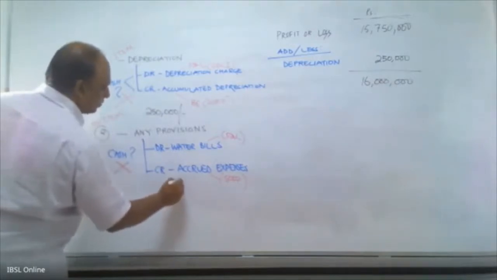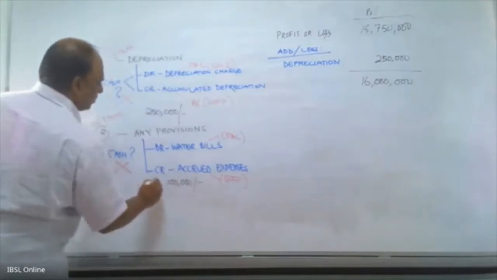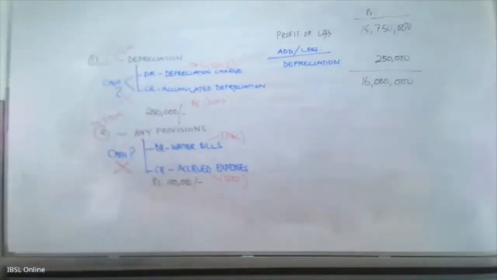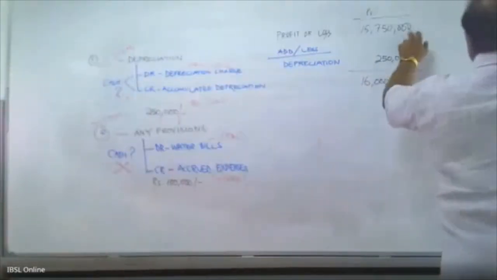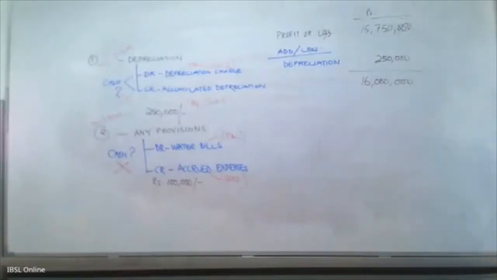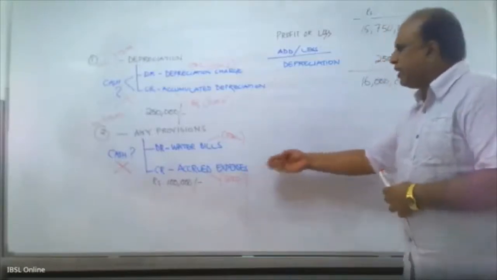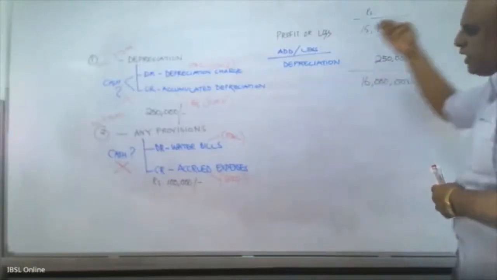Let's say 100,000, just for argument. The provision that you have made is 100,000. Now tell me, because of this 100,000, what is the impact on the profit? Because of this provision, what is the impact on this profit? Reduced, yes. Because of this provision of 100,000, my profit is actually less by 100,000.